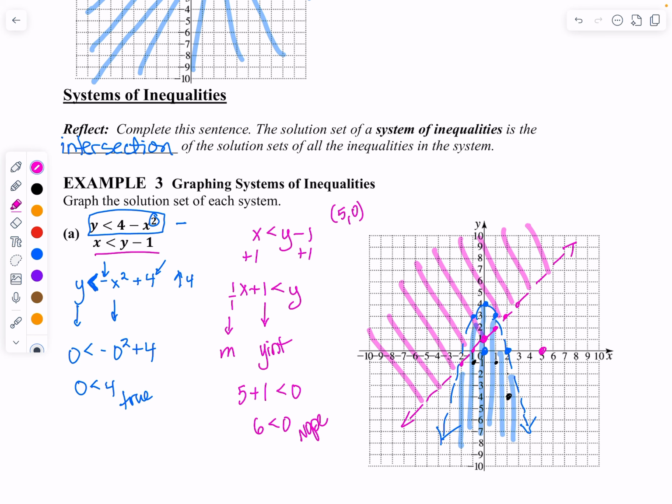Now, my final solution to this whole system is where the shading is both blue and pink. So that's going to be right in here. So any of these points, anything in there, would be a solution to that system. Now notice that the corners all around the edges, are the edges included? See how they're dotted? So let's make sure I show that these are dotted. So that means that the points on the edge don't work, right? Because it's dotted.